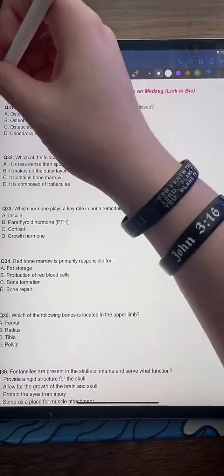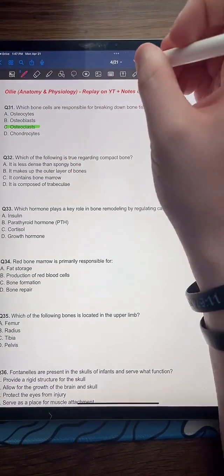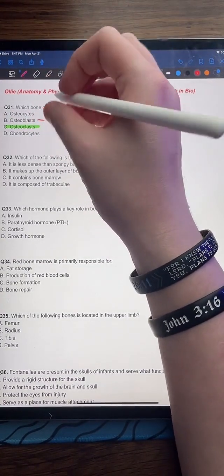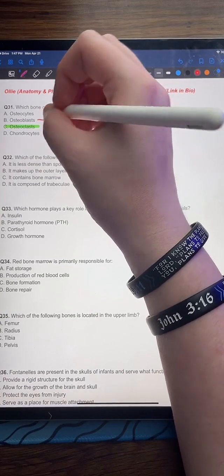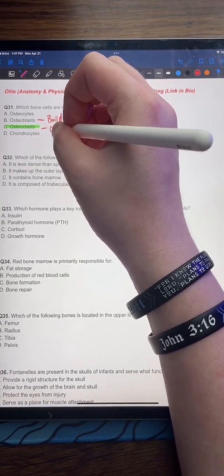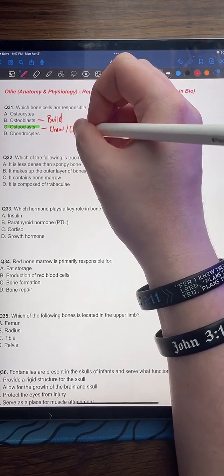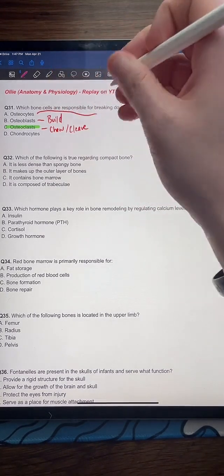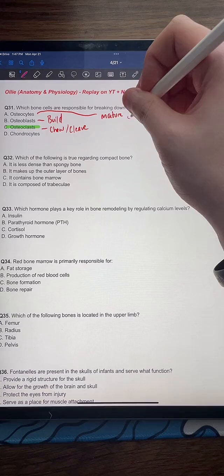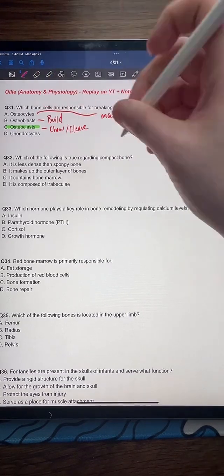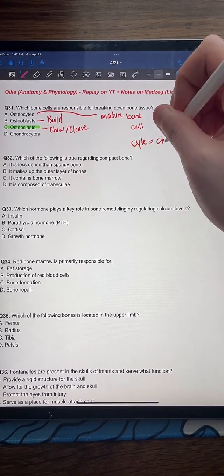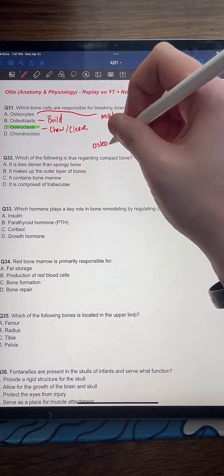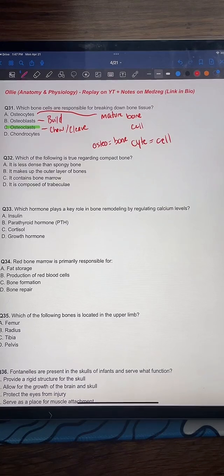Awesome. The answer is osteoclast. So we have osteoblast and osteoclast. You think of this as osteoblast is build, osteoclast is chew. When you chew on something, you break it down. Another word you can use is cleave. Osteoblast builds up, it forms new bone. Osteoclast breaks down bone. Osteocyte is just a mature bone cell. So cyte means cell. Osteo means bone.